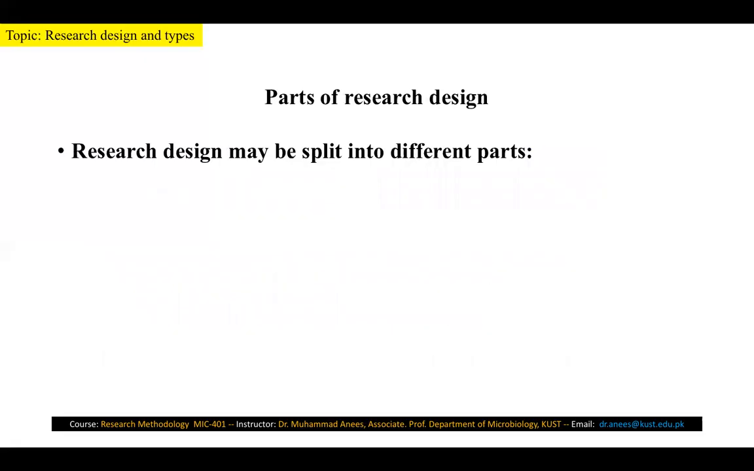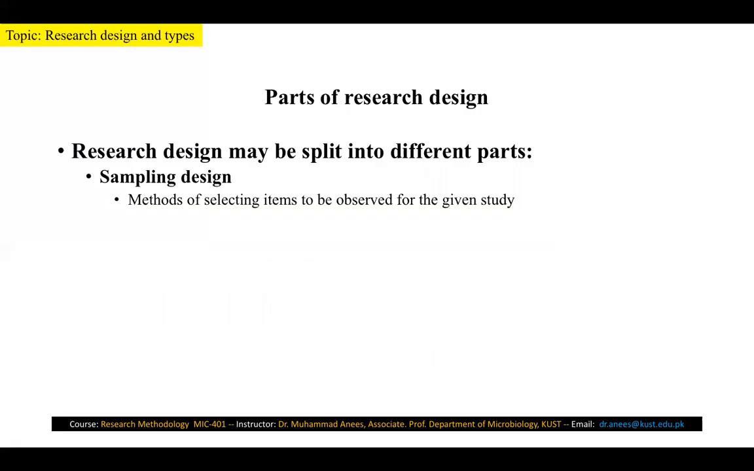As we discussed in the last slide, overall the research design can be divided into 4 different parts. The first thing that you have to decide is the sampling design.